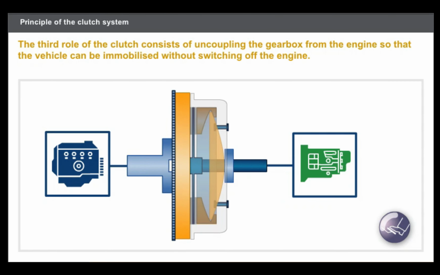The third role of the clutch consists of uncoupling the gearbox from the engine so that the vehicle can be immobilized without switching off the engine. The gearbox and the engine are uncoupled when the vehicle is immobilized.